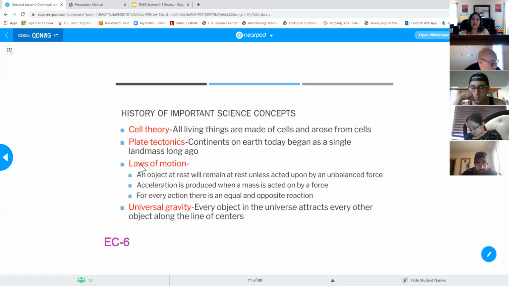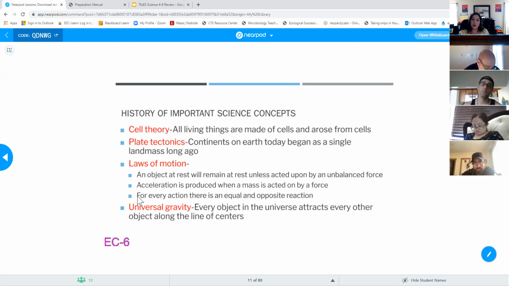And then there are Newton's laws of motion. I just realized I didn't put Newton there, but Newton's laws of motion. There are 3 laws of motion, and we'll talk a little bit about them today. The first one is Newton's first law of motion, the law of inertia: an object at rest will remain at rest unless acted upon by an unbalanced force. Then there is Newton's second law of motion: force is equal to mass times acceleration, or reworded, acceleration is produced when a mass is acted on by a force. And then Newton's third law of motion: for every action, there is an equal and opposite reaction.